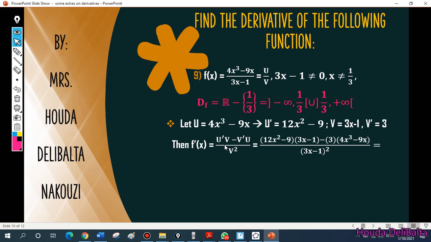Thus f prime of x is equal, applying u prime v minus v prime u over v squared, to that one. When we make some calculations and simplifications, we get 4x cubed minus 12x squared plus 9 over 3x minus 1 squared. And also the domain of definition of f prime is the same as that of f, which is R minus {1 over 3}, because we still have the same denominator but raised to the power 2.